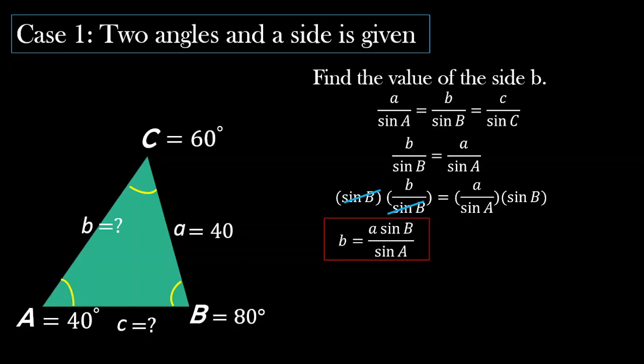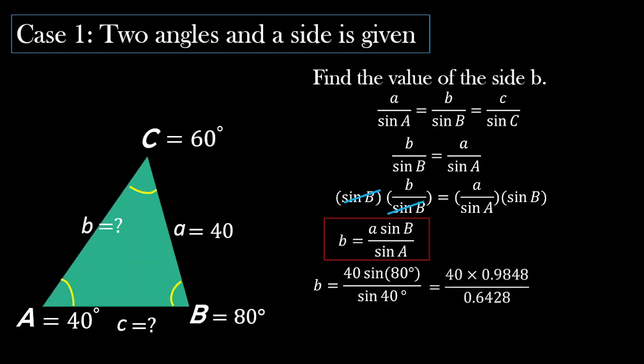Plug in all the given values to the formula. b is equal to 40 times sine 80 degrees all over sine 40 degrees. That is also equal to b is equal to 40 times 0.9848 all over 0.6428. After simplifying the equation, now we have the value for side b, and it is equal to 61.28, or b is equal to 61.